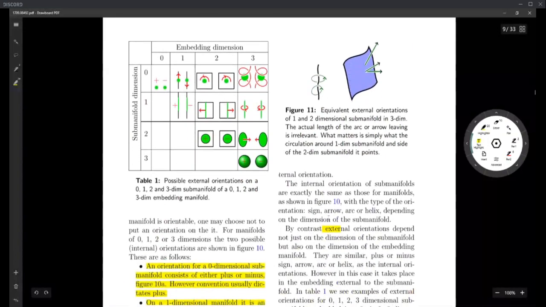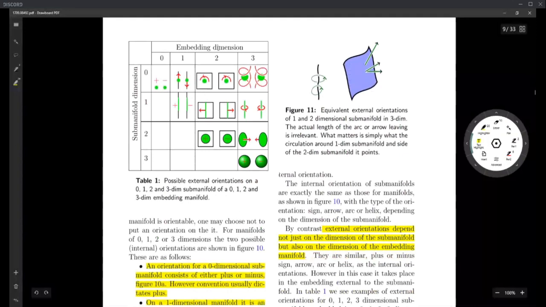I know it's a little abstract, but I would prefer if you actually viewed this, sort of visualized it, which is why we have a lot of pictures right here. Because if this is just text, we'd be completely lost. Anyway, external orientations depend not just on the dimension of the submanifold, but also the dimension of the embedding manifold. So if the submanifold is external, it also depends on the dimension of the manifold that bounds it.